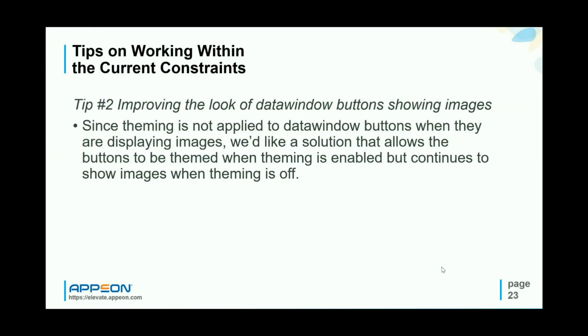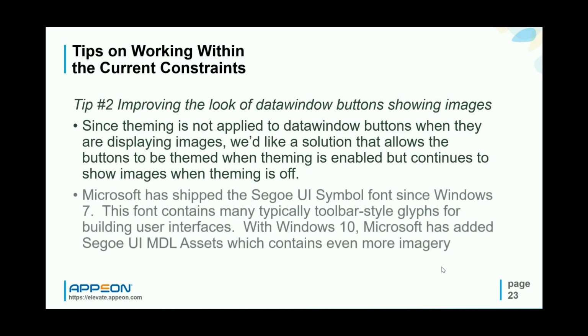Okay, the next thing I wanted to discuss was dealing with the fact that data window buttons don't get themed if they're showing images. This is something we ran into, and we were looking for a solution that would work nicely both if theming was on and off. So what we found was actually using a font under theming and toggling whether we were displaying an image or a font character. That works by basically using a symbol graphical font to display an image.